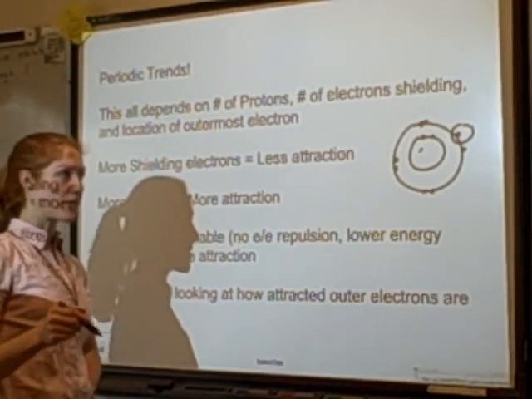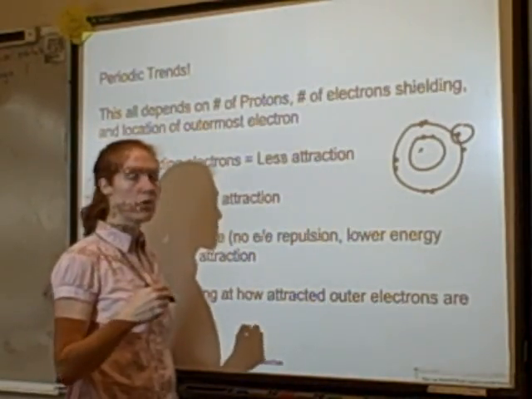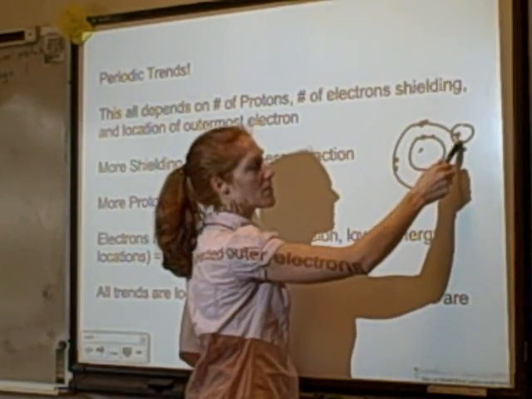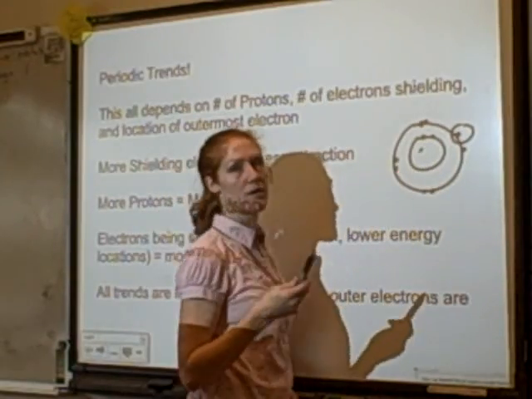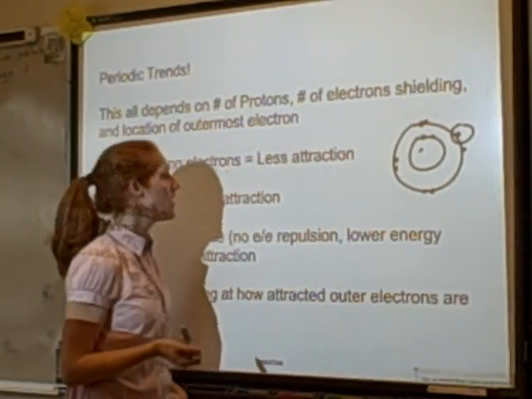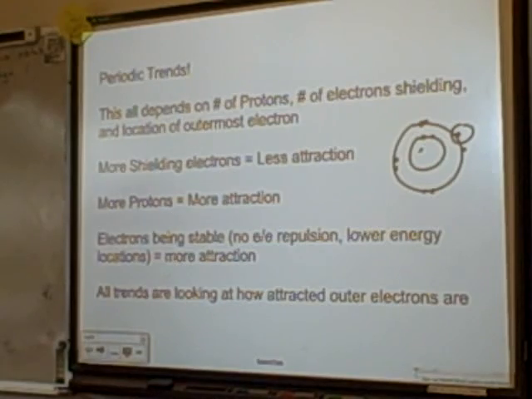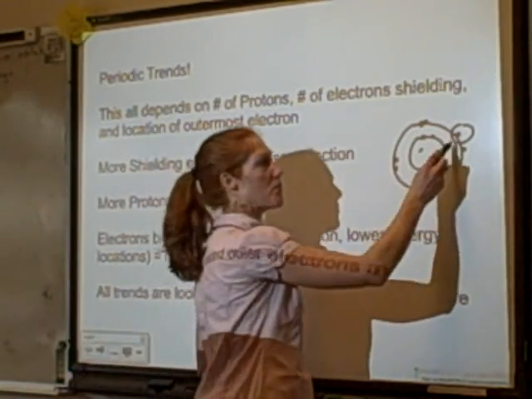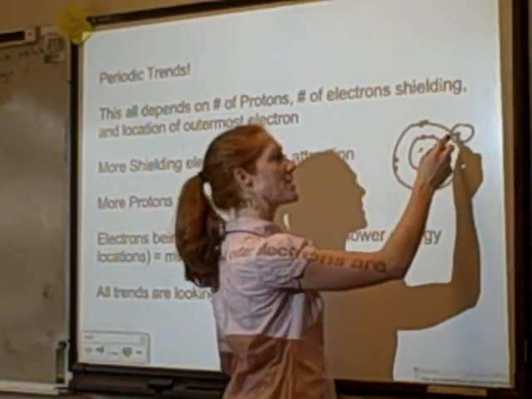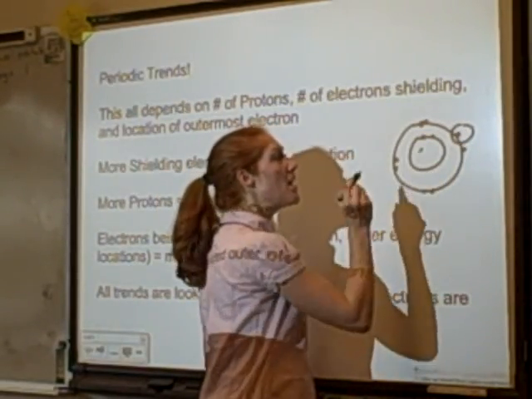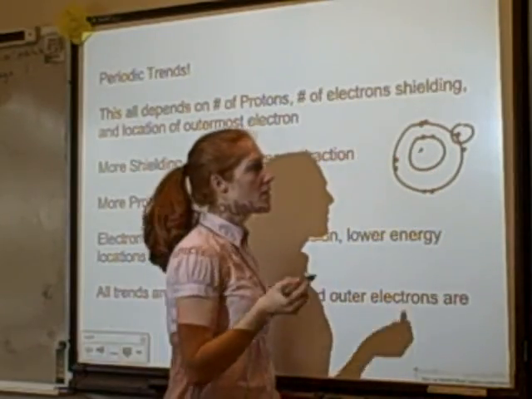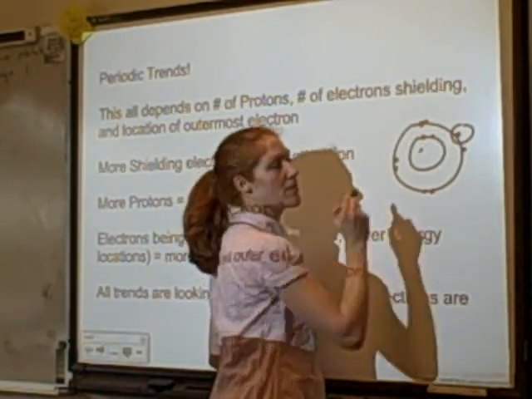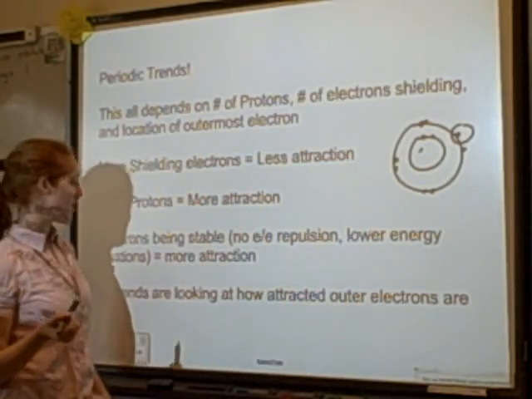So shielding electrons are electrons on inner cores that are moving around and blocking the attraction between the negative electron on the outside and the positive nucleus. So more shielding, less attraction. The second thing that affects how easy it is to remove this outer electron, or how attracted this outer electron is to the nucleus, is how many protons are in there. The more protons you have, the more attraction there's going to be for the outer electron to the nucleus because you have a stronger positive charge.